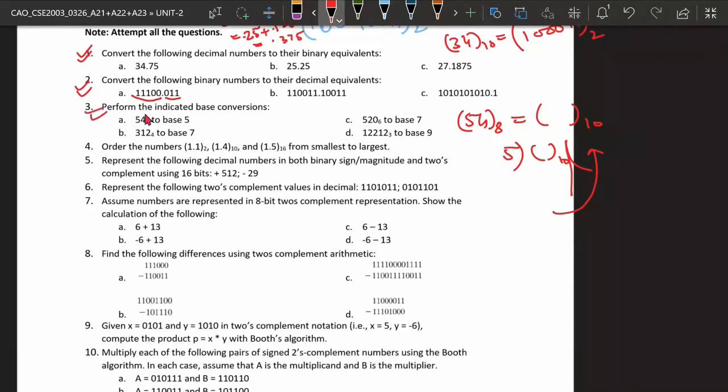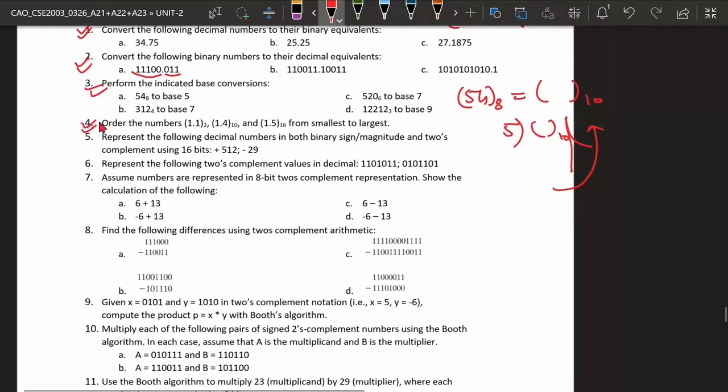So you can perform all this. In this case, the similar approach applies. You need to convert it into the equivalent decimal form, and then from the decimal form, we will be able to identify which one is smaller and which one is greater.